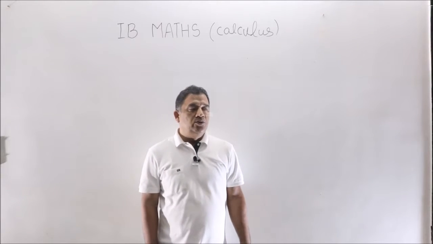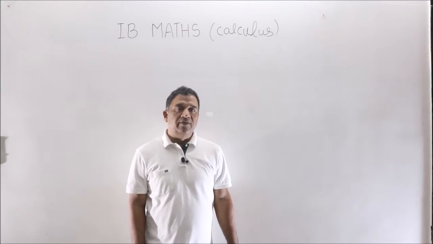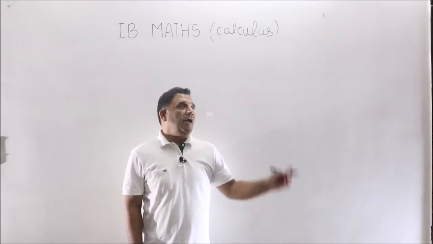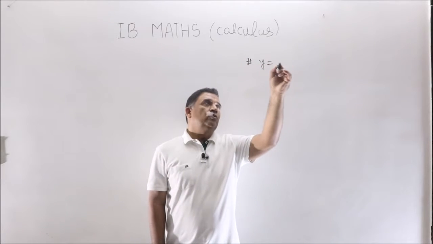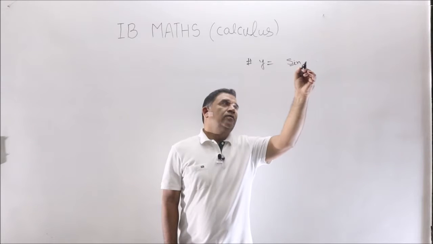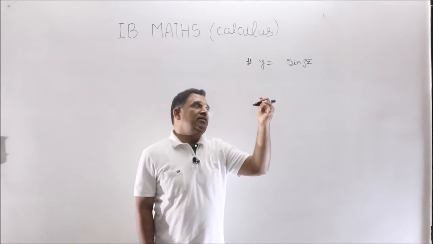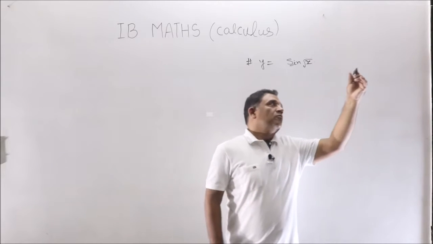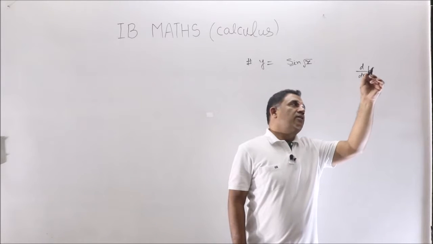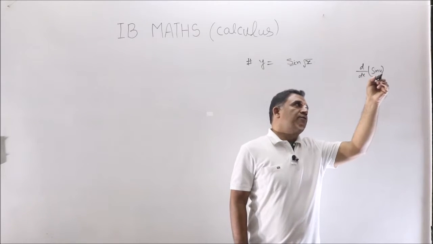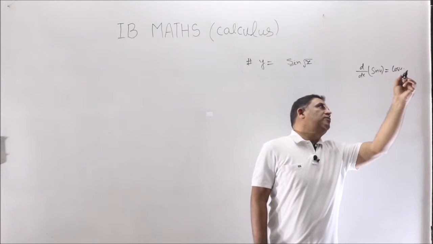So today we are going to do some questions on differential calculus based on trigonometric functions. Suppose we have to do a question like y equals sine of the square root of x. In this case, how do we differentiate it? There is a simple formula: the derivative of sine u with respect to x is cos u times du by dx.